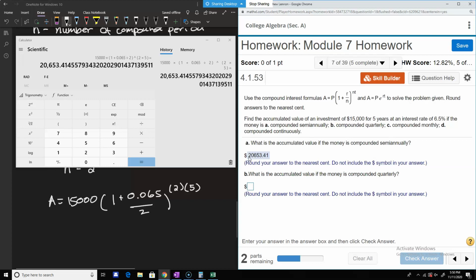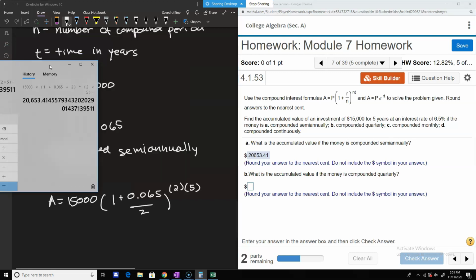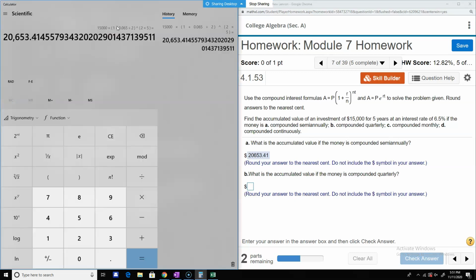So the next one, B, it says compounded quarterly. Well, all the letters are the same now except for N. When you say quarterly, that means N is now equal to 4. So N's not equal to 2, N's equal to 4. So if I can go into my calculator here and just alter this, I don't know if I can just go up here and delete a specific thing? Because that's all I need to do is change those 2 2's in the formula to a 4.